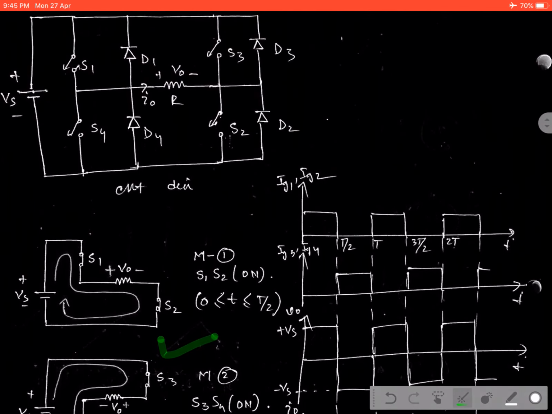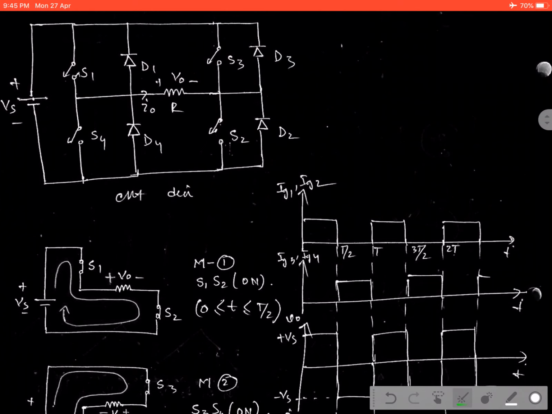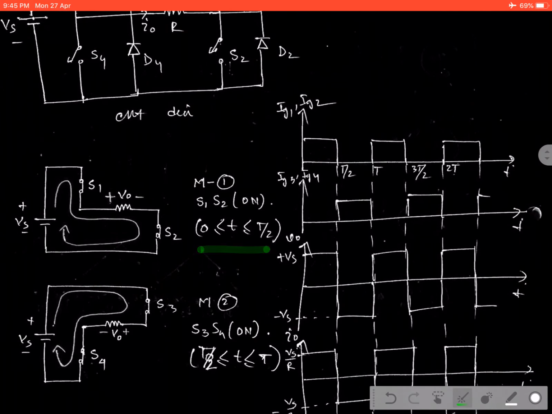Okay, so the duration of the conduction we can consider by the two halves, 0 to T by 2 and the next operation T by 2 to T, as it will provide the periodic signal. That is why we are applying the triggering pulse first for mode operation, that is 0 to T by 2, and for the next mode operation T by 2 to T. In the first mode operation S1 S2 is on, in the next mode operation S3 S4 on, and the equivalent circuit diagram is given over here.